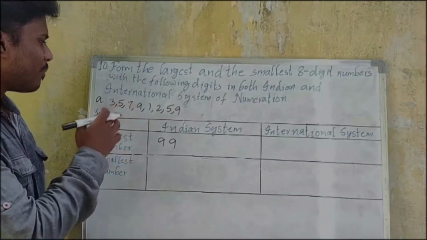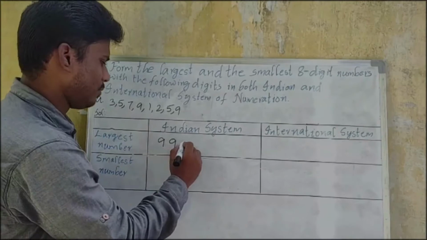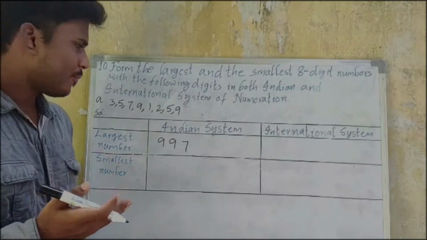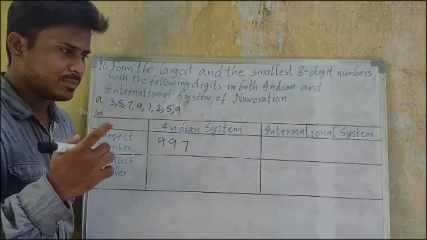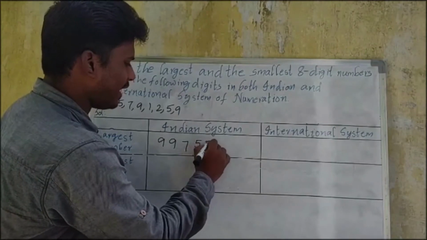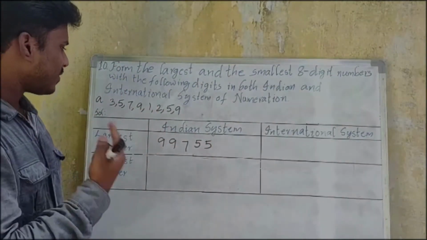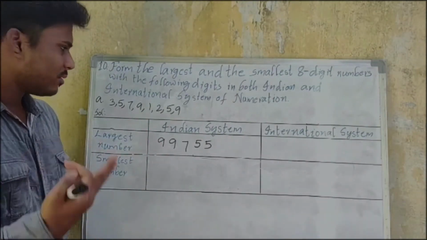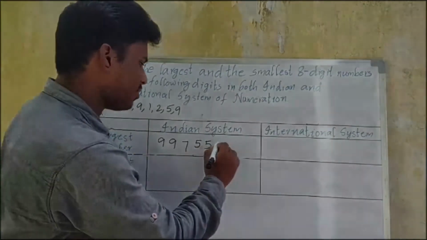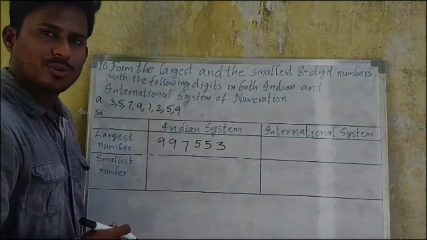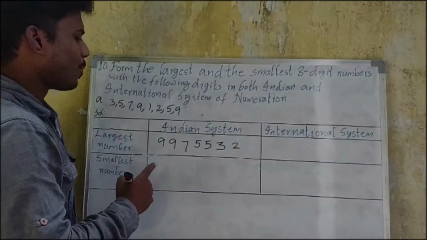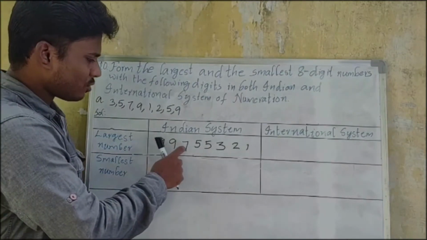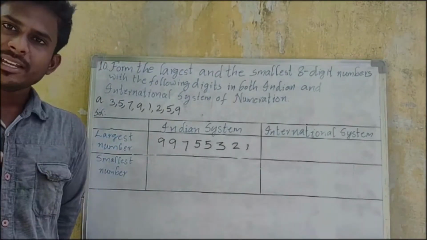Less than 9, what number is there? There is no 8, we have 7. Less than 7 is 6. Do we have 6 here? No. What we have? Digit 5 2 times. So 5 and 5, 2 digits, complete. Next, less than 5, 4. Digit 4 is not here. Less than 4, 3. Do we have 3 here? Yes, we have one 3. And next we have 2. And last we have 1. Now count the digits to check whether it is 8 digits or not. 1 2 3 4 5 6 7 8. 8 digits we have covered.